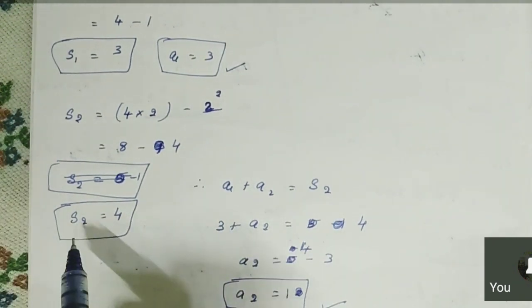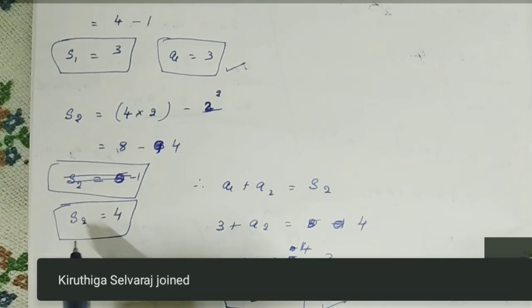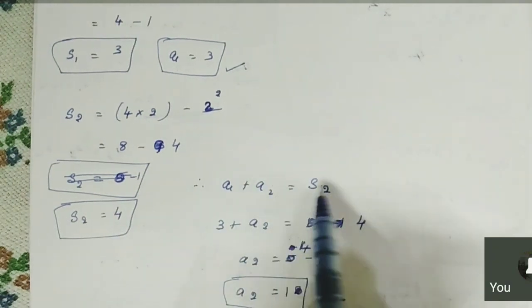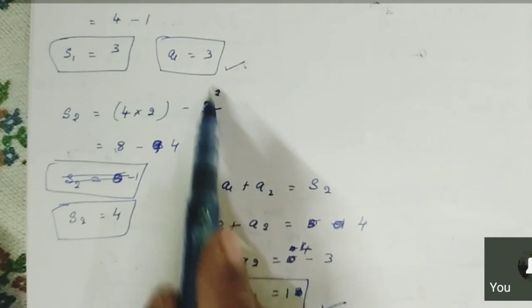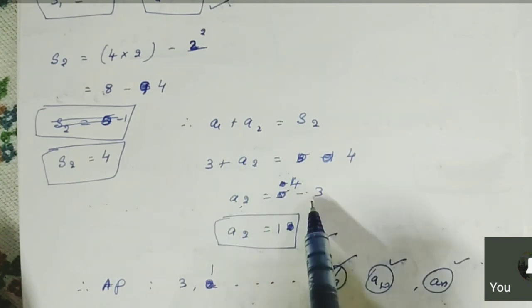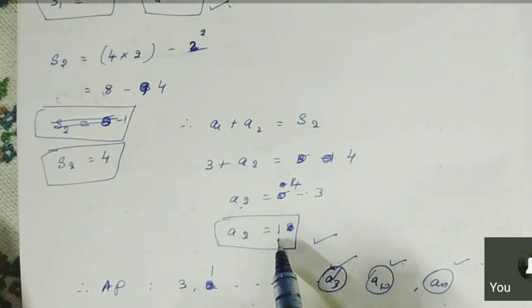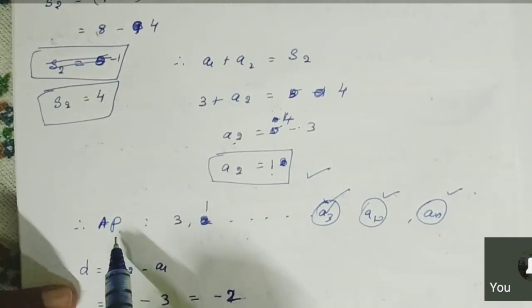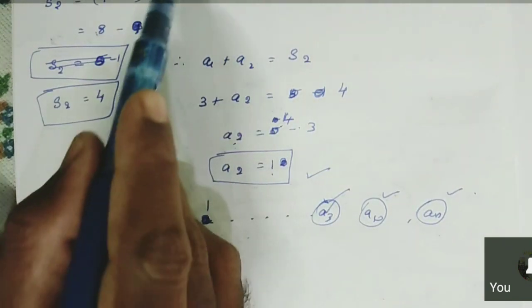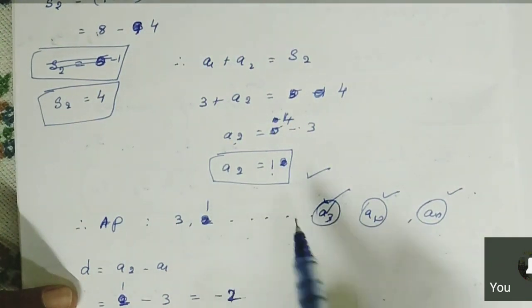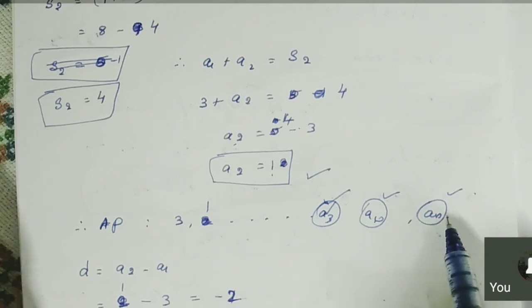So S2 means sum of the first two numbers. So A1 plus A2 is equal to S2. A1 we found is 3, plus A2 equals S2 value 4. Then A2 is equal to 4 minus 3, so A2 is equal to 1. Therefore the AP is: first term 3, second term 1, etc. We need to find A3, A10, AN.